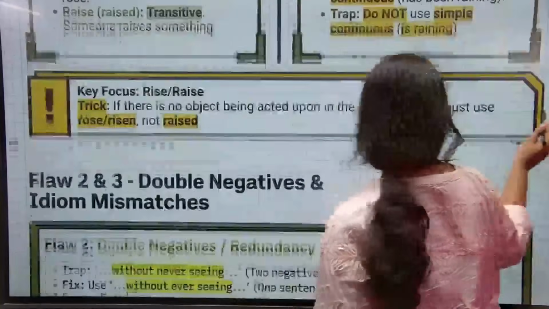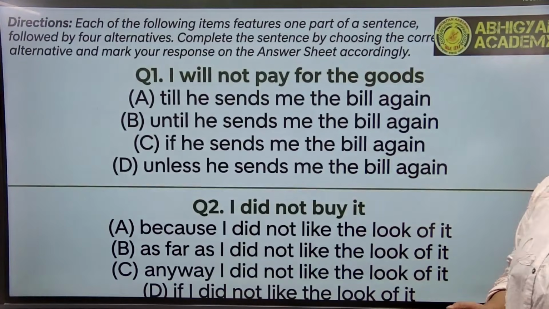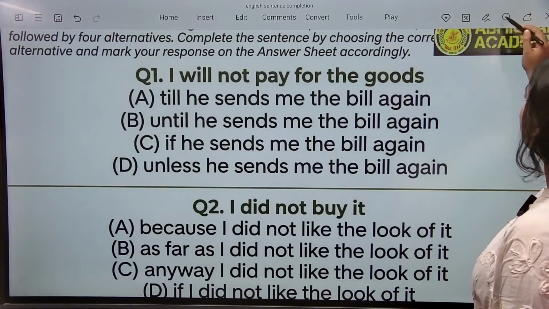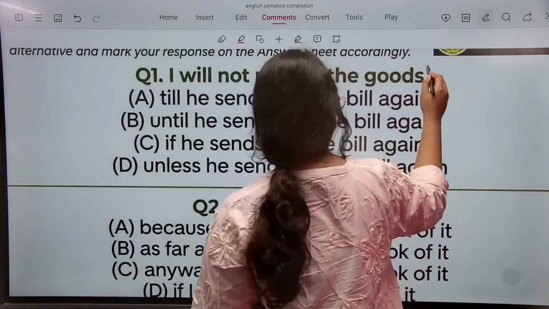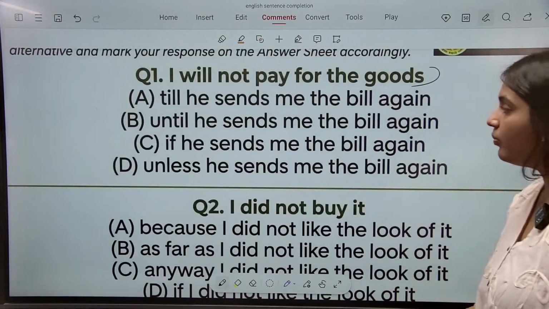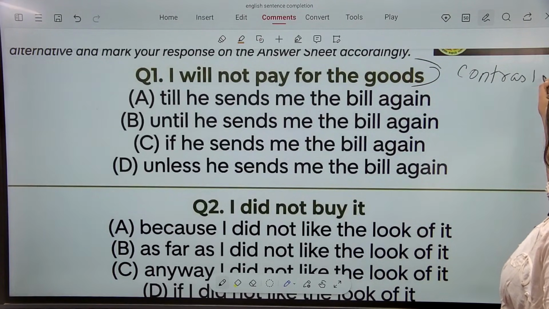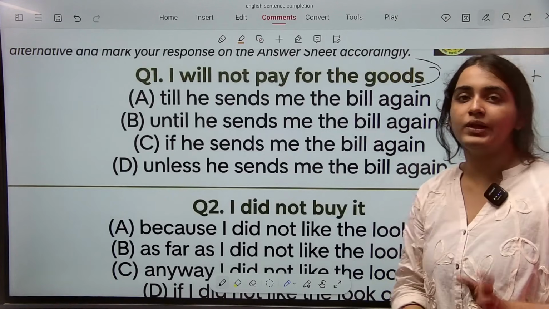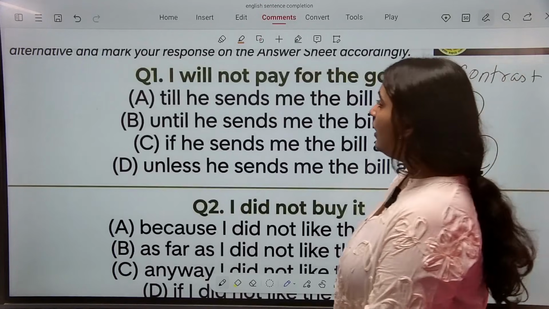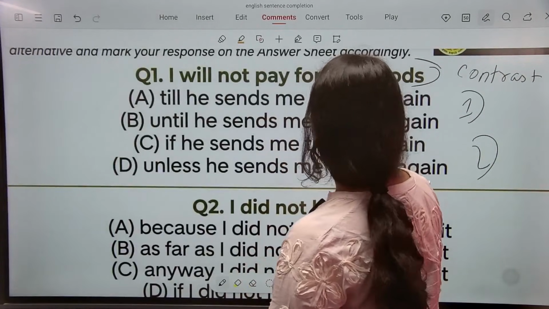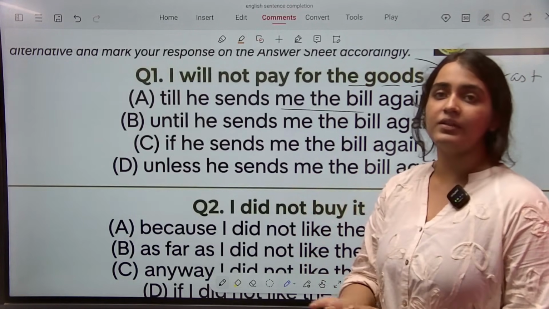Now when we go into these questions, I will not pay for the goods. This is the first half of the sentence. I will not pay for the goods. In this, you're putting a contradiction, a contrast. Contrast basically means this thing will happen only if the second thing is done or not done. I will not pay for the goods, sends me the bill again. You can imagine someone is bargaining, I will not pay until I get the bill.